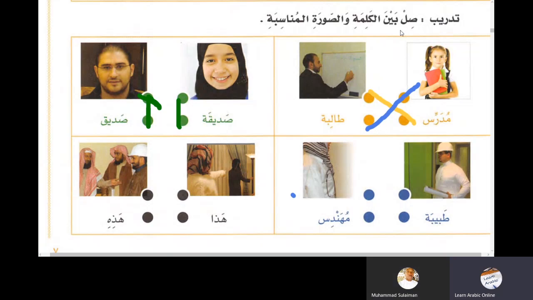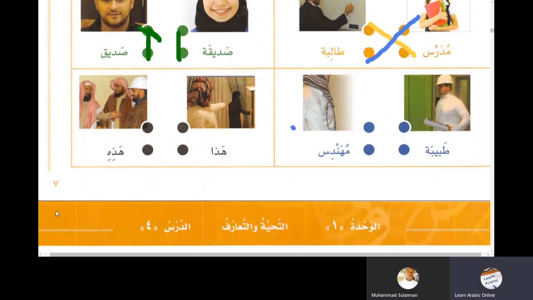Tadrib. Sil bayna al-kalimat wa-suratil munasiba. So this question is your homework, okay? You need to send me a screenshot of this.